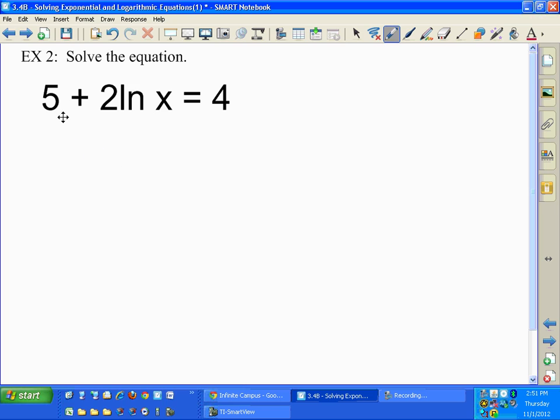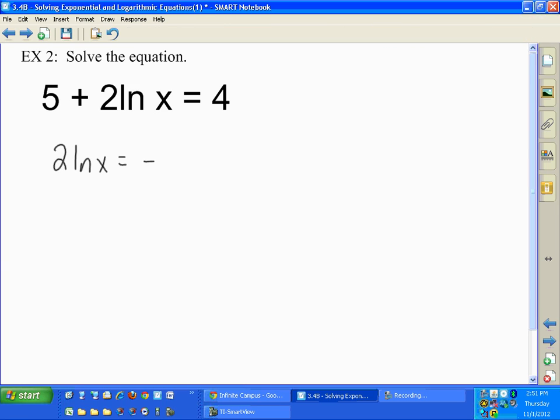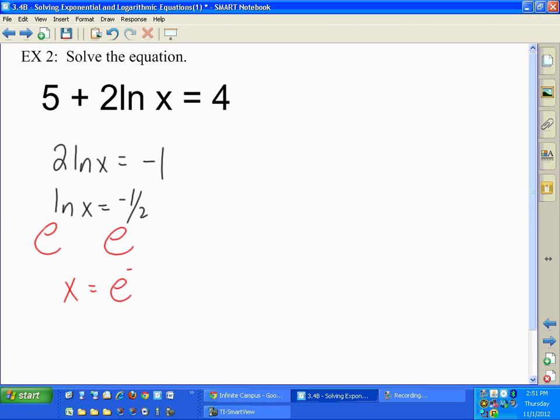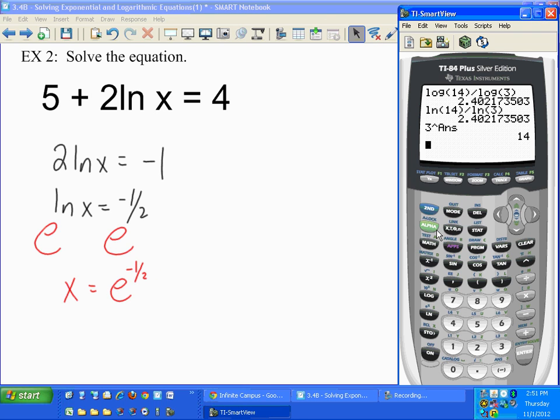I could subtract 5 across the equal sign. That means that 2 ln of x will equal -1. Maybe we could divide either way. Well, we'll try it two different ways and see what ends up happening. I'll divide by 2 first and get ln of x equals -1/2. Now to get rid of the natural log, I'm going to go base e on both sides, because that's the inverse of natural log. So that will give me just x equals e to the -1/2 power. Grabbing my calculator, second ln, the inverse of -0.5, should give me that as my answer.